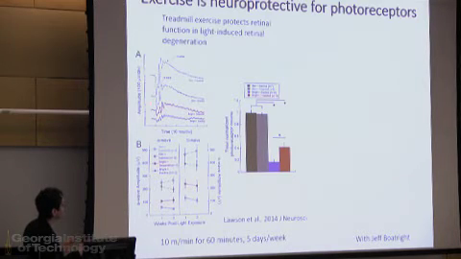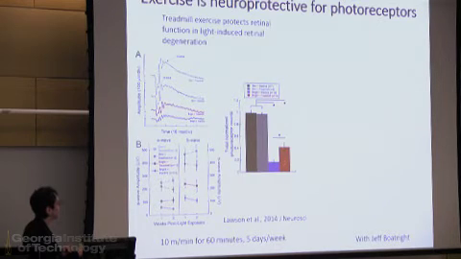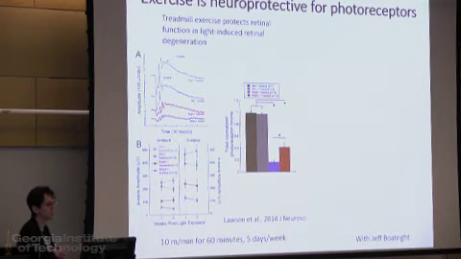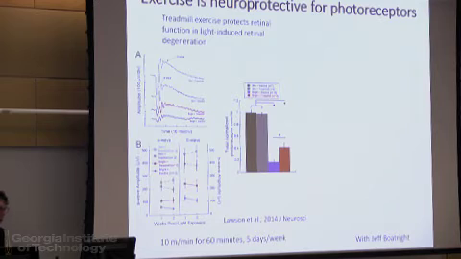And so this is function. This is actually photoreceptor count, so counting the number of photoreceptors. So if the animals are inactive and they get that bright light exposure, a lot of photoreceptors die, and we have about twice as many photoreceptors if we just exercise the animals.